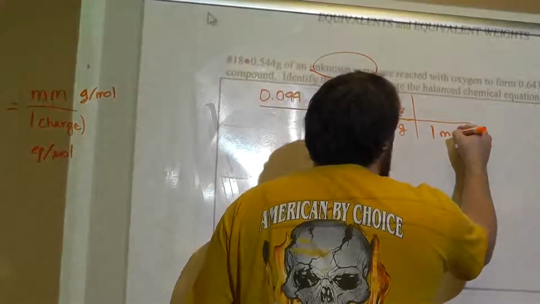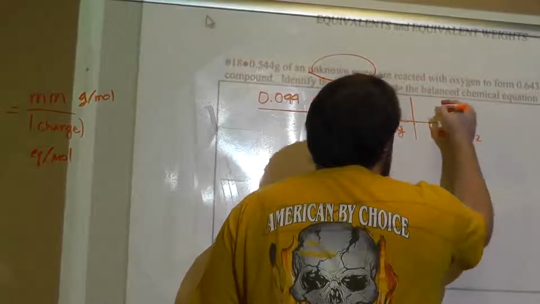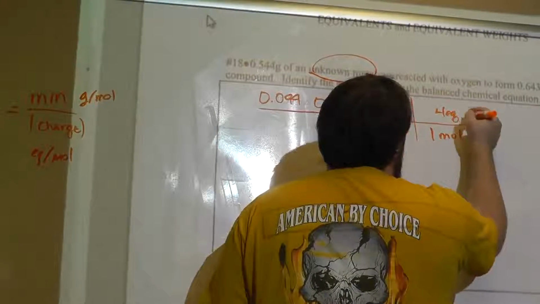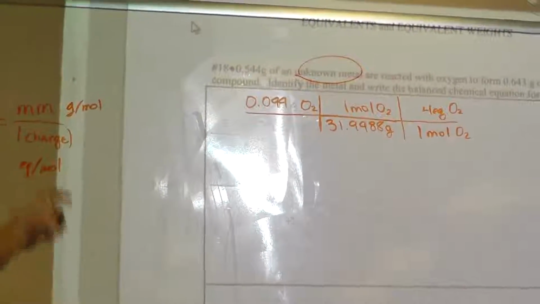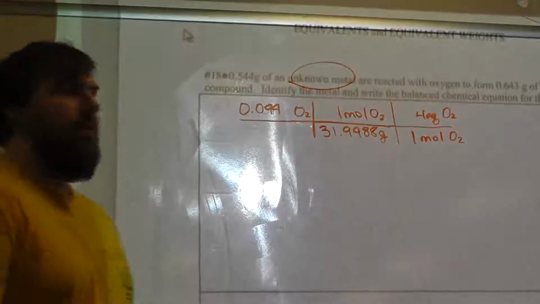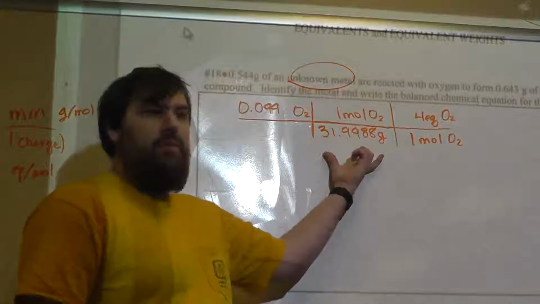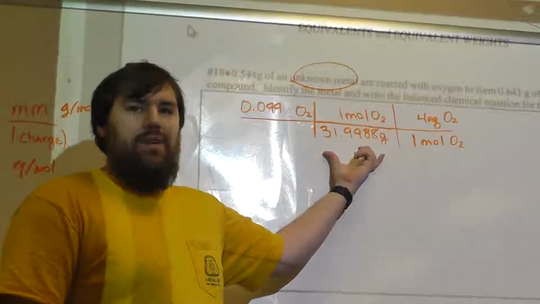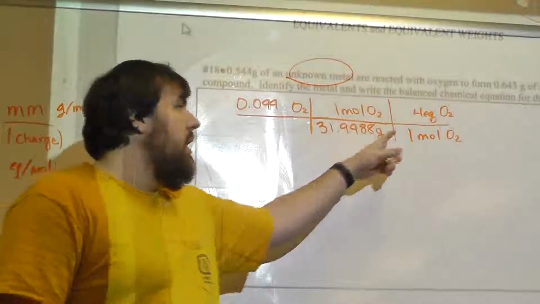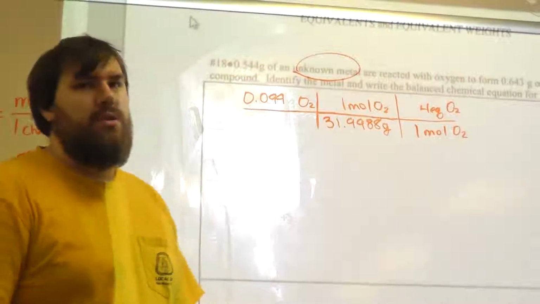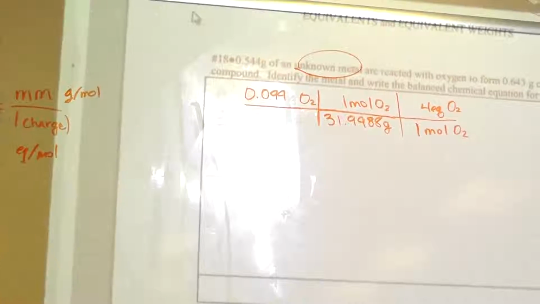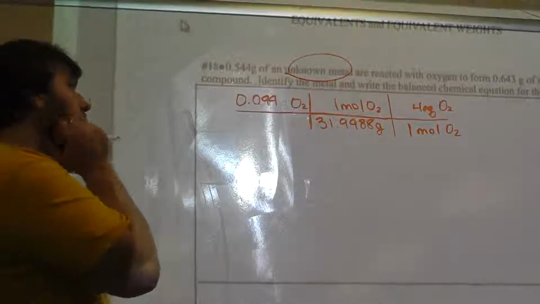So for every 1 mole of O2, you have 4 equivalents for diatomic oxygen. It will work out if you do it as just O, because you're going to have half the molar mass. You'd have 15.9994, and you'd have 2 equivalents here. So it'll work in the same proportions. But you need to get in the habit of remembering diatomic oxygen is one of your diatomics. So I recommend doing it this way. That's going to give you the equivalents for oxygen.